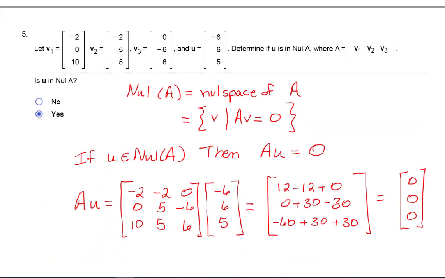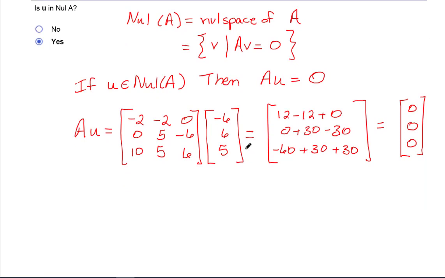All right, we want to determine if U is in the null space of A, where A has V1, V2, V3 as columns. What is this null space? Well, the null space is the collection of vectors where A times that vector is 0. Okay, so if U is going to be in my null space, then A times U has got to be the 0 vector. And the null space is a subspace of the space.